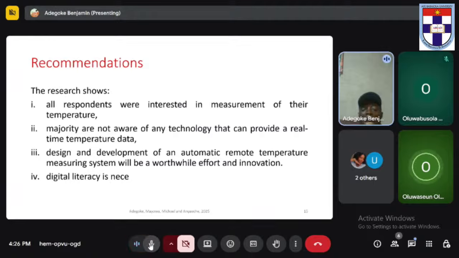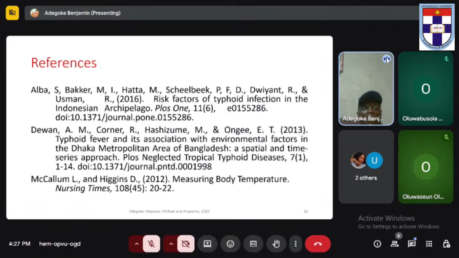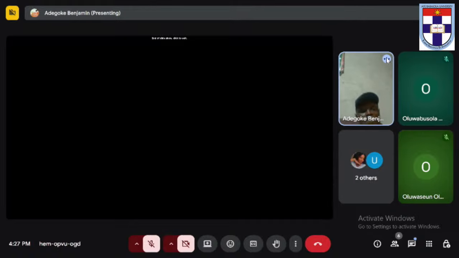Design and development of an measuring device will be a worthwhile effort and innovation. And digital literacy is necessary. These are some of my references. Thank you for your time.